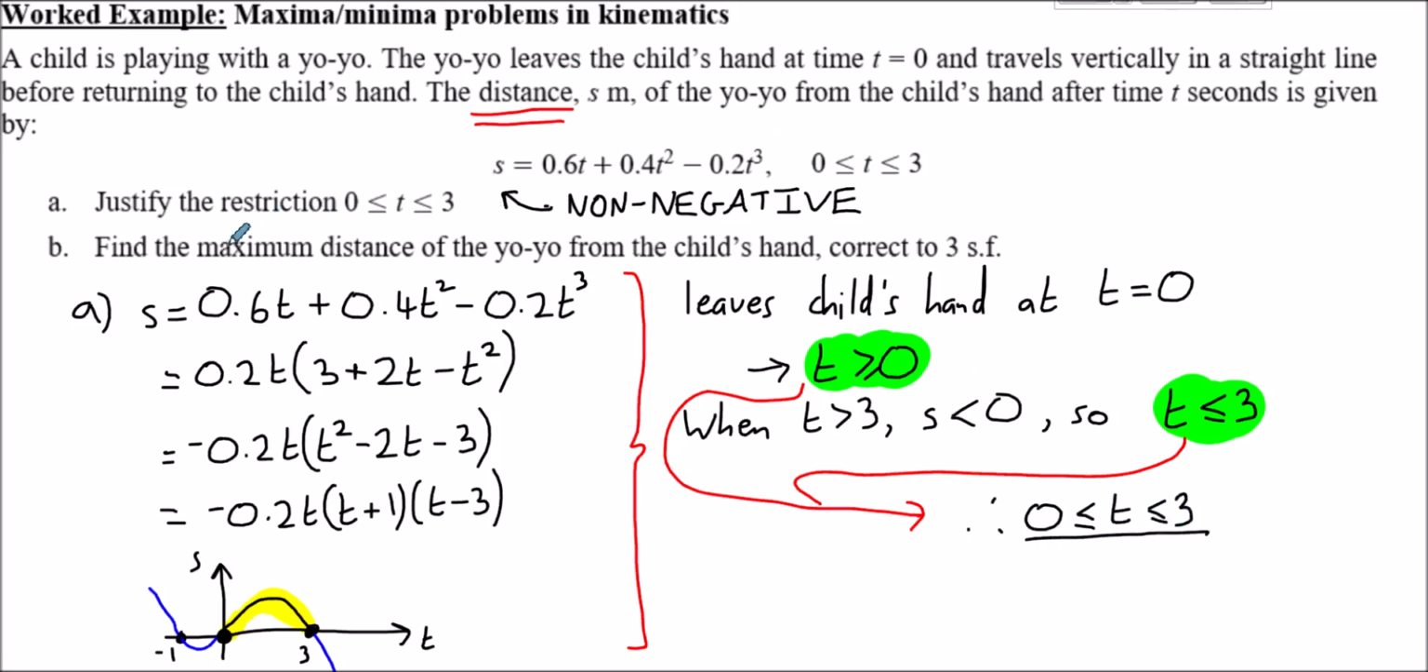For part B, we need to find the maximum distance of the yo-yo from the child's hand, correct to 3 significant figures. So I'm going to just be a bit of a naughty person here and show you how to do this on a ClassWiz.